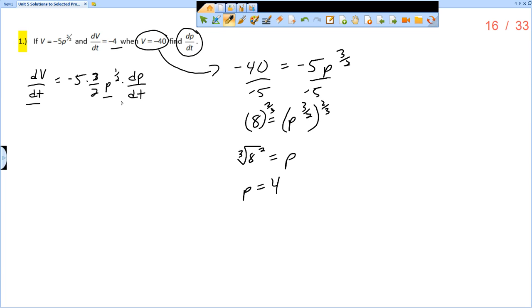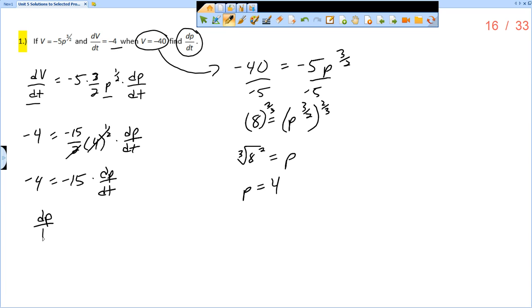Then we're going to take p as 4 and plug it in here. So dv/dt is negative 4. Then I have negative 15 halves times p, which is 4 to the 1 half, times dp/dt. Now I want to solve for dp/dt, but I can simplify a little bit. 4 to the 1 half is just 2, and so the 2 and 2 reduce, and I'm left with negative 4 equals negative 15 times dp/dt. In order to solve, I divide by 15. So dp/dt is equal to negative 4 over 15, or 4/15.